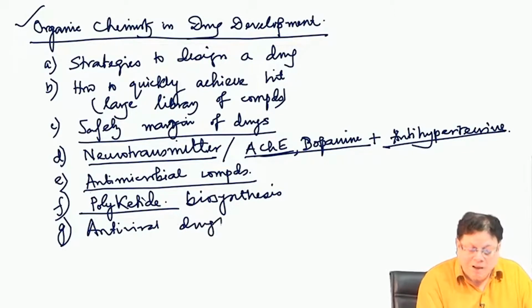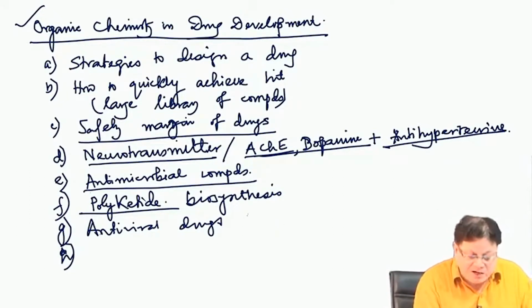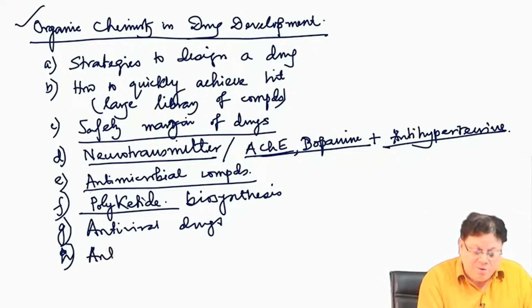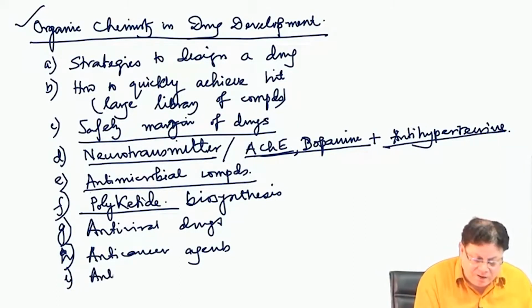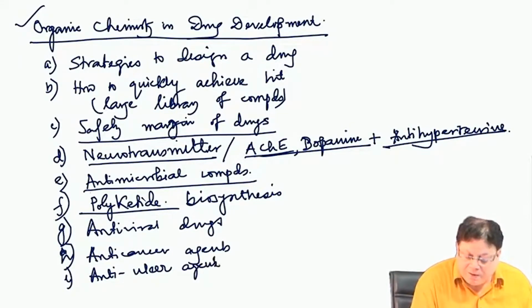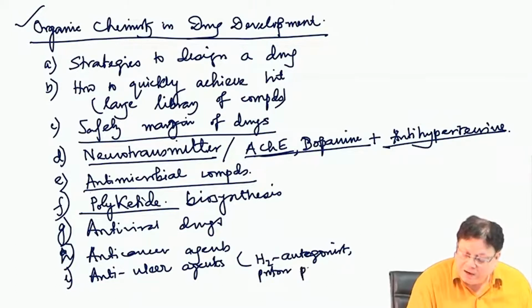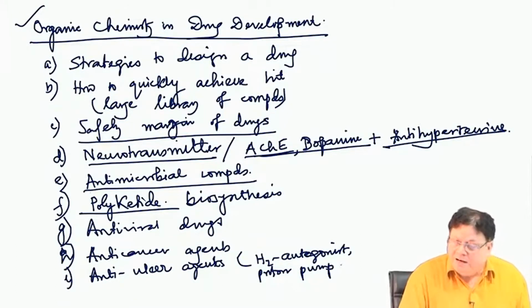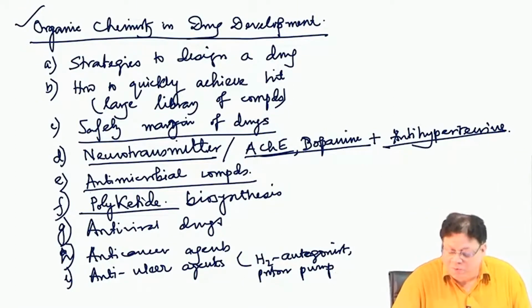Once we were through with the antiviral drug design strategy, we went on to discuss anti-cancer agents, and in the last session we discussed the anti-ulcer agents, which are basically nothing but H2 antagonists, that is one aspect. Another is proton pump inhibitors. In the last session, we discussed the chemistry of ranitidine and also the chemistry of omeprazole, a proton pump inhibitor.